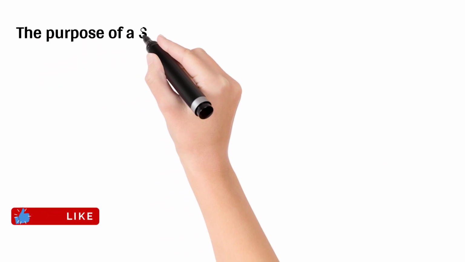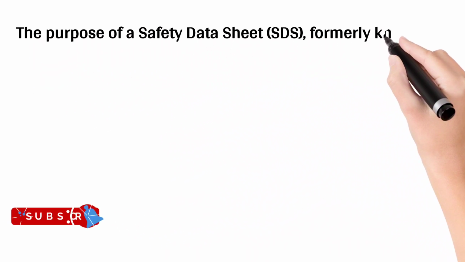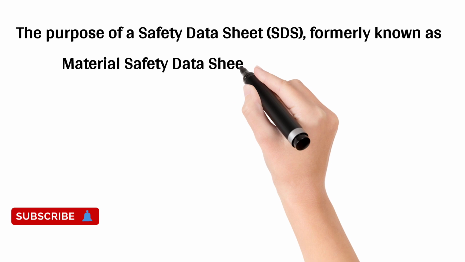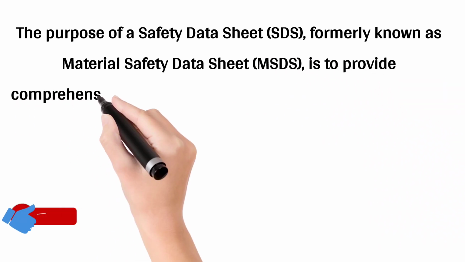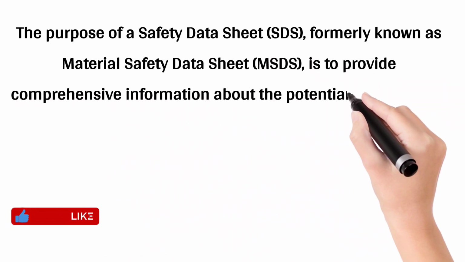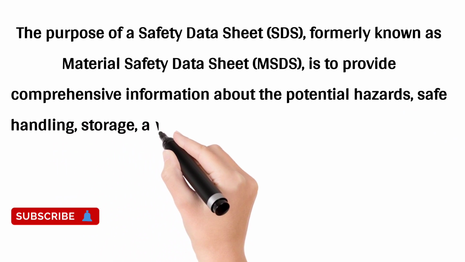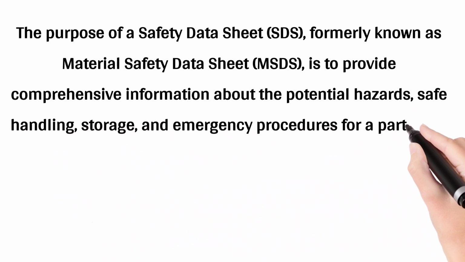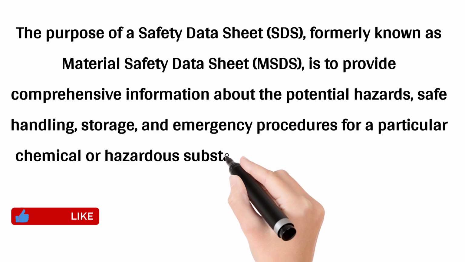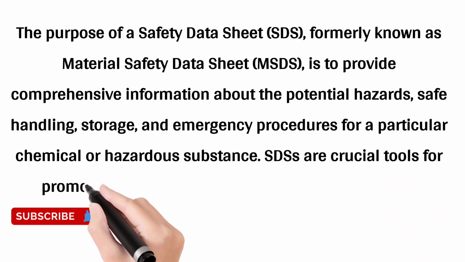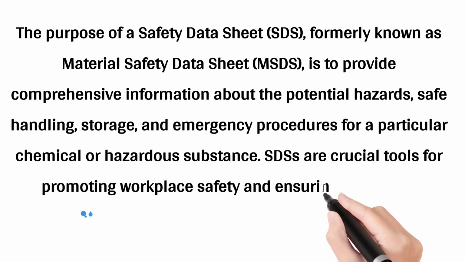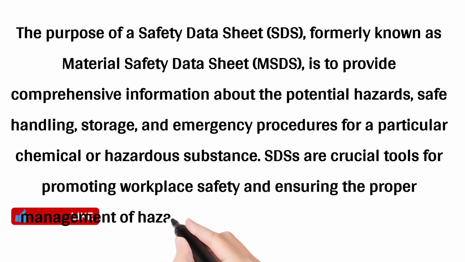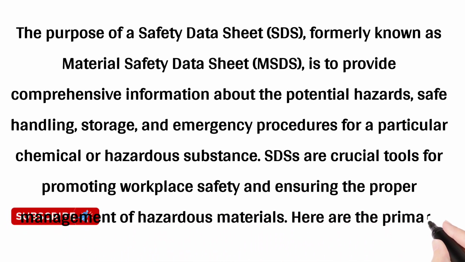The purpose of a safety data sheet, SDS, formerly known as Material Safety Data Sheet, MSDS, is to provide comprehensive information about the potential hazards, safe handling, storage, and emergency procedures for a particular chemical or hazardous substance. SDSs are crucial tools for promoting workplace safety and ensuring the proper management of hazardous materials. Here are the primary purposes of an SDS.